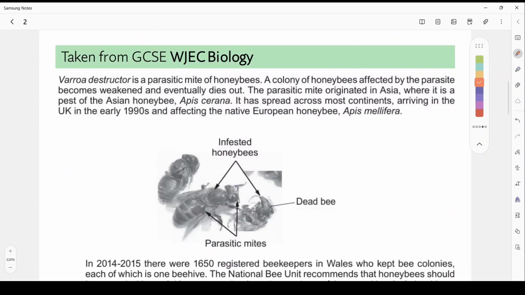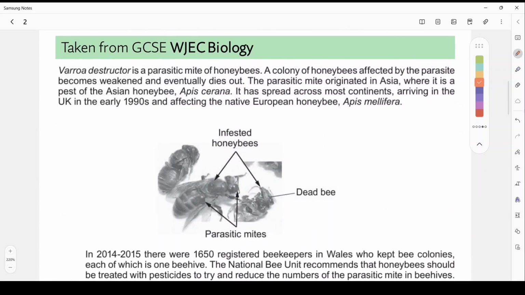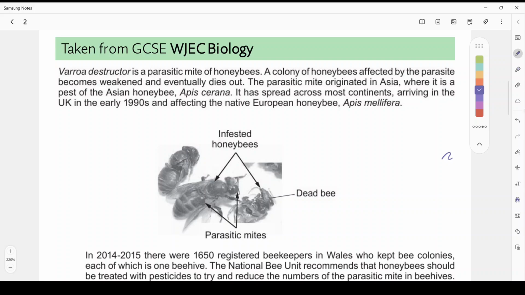Okay, let's move on to the second question. Okay, so Varroa destructor is a parasite mite of honeybees. A colony of honeybees affected by a parasite becomes weakened and eventually dies out. The parasite mite originated in Asia, where it is the pest of an Asian honeybee, Apis cerana. It has spread across most continents, arriving in the UK in the early 1990s and affecting the native European honeybee.